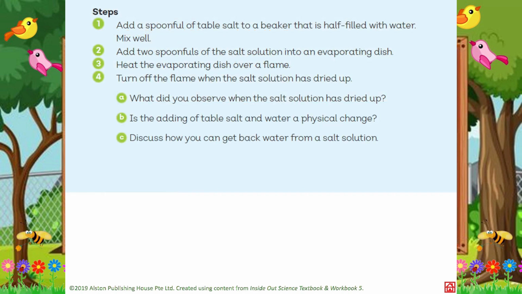So the steps are: we are going to add a spoonful of table salt to a beaker that is half filled with water. Mix well. Add 2 spoonfuls of the salt solution into an evaporating dish, and then we are going to heat the evaporating dish over a flame. You are going to turn off the flame when the salt solution has dried up. So let us watch this video and see what will happen to the solution.